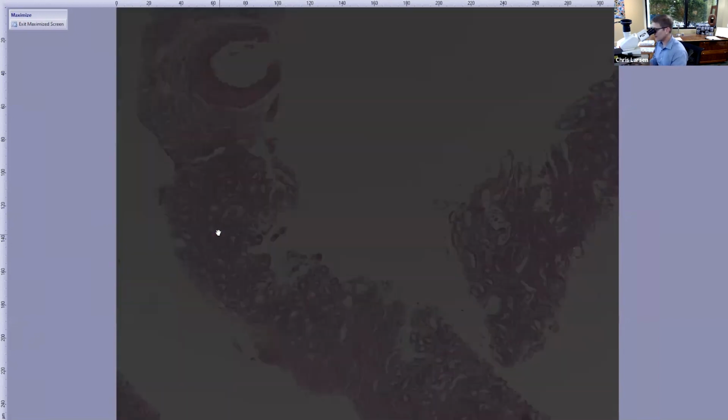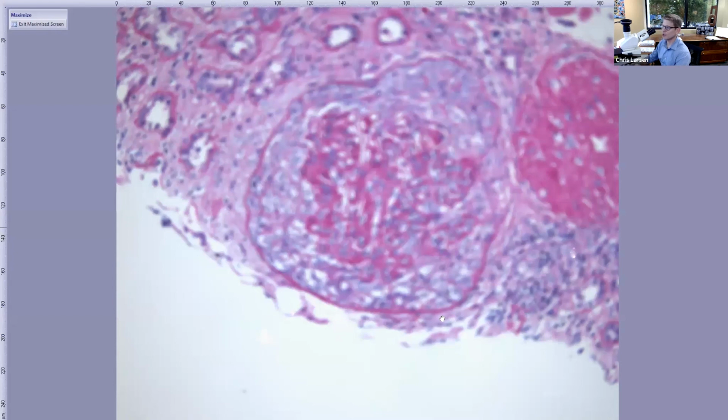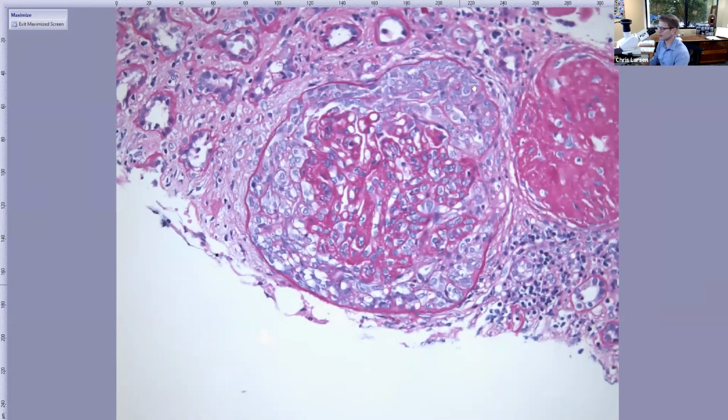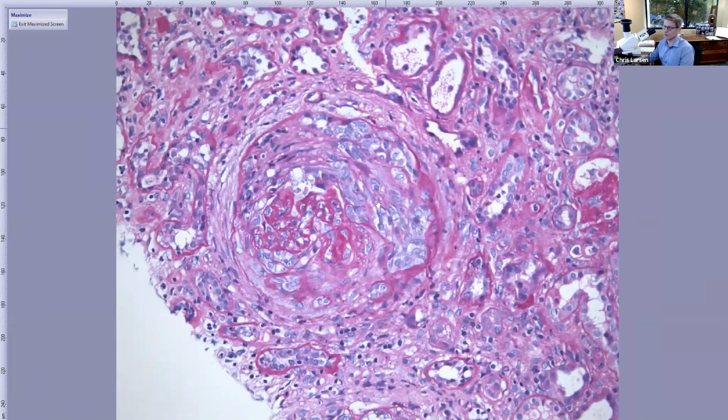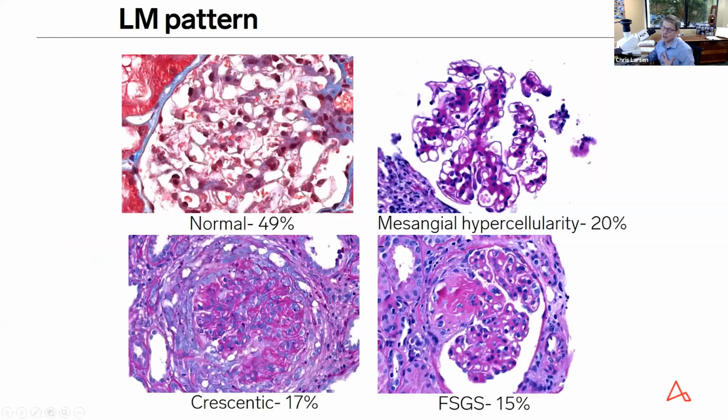Other times you're going to see changes like this. I showed this earlier. This is cellular crescent. This is crescent formation. This is probably more of a fibrocellular crescent. Here again, crescent formation in these glomeruli. So if we look at the case series I was describing, these patients have this kind of normal, typical, just membranous type pattern by light microscopy about half of the time. Sometimes they'll have mesangial hypercellularity. About 15% will have an FSGS pattern, but then almost 20% will have a crescentic glomerulonephritis on the biopsy.